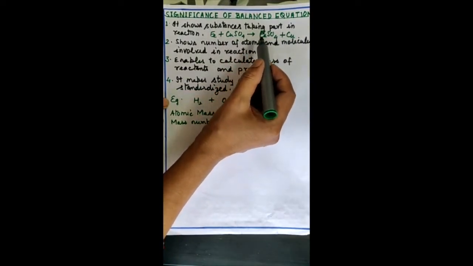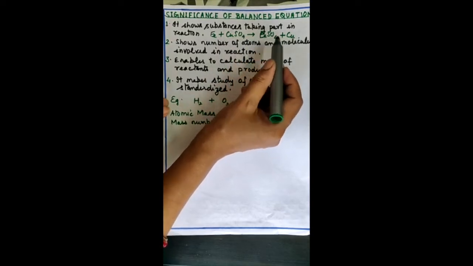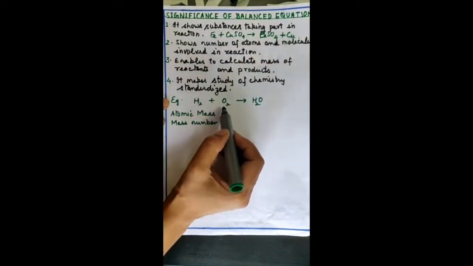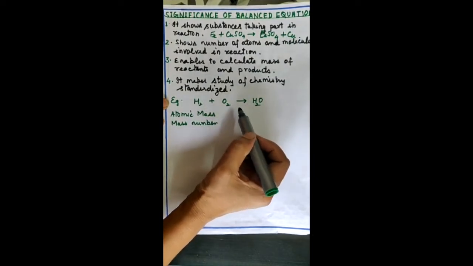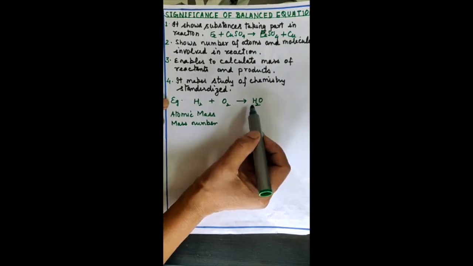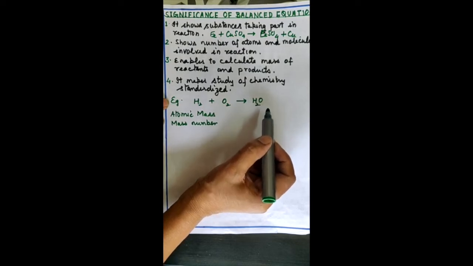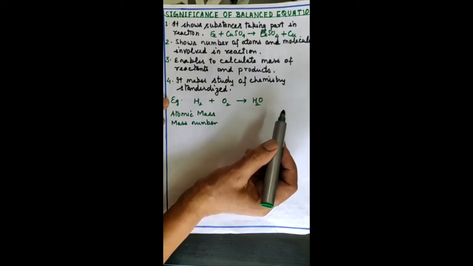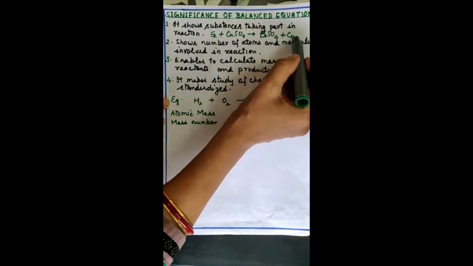I have already taught you that a skeletal equation has nothing to do with balanced or unbalanced; a skeletal equation can be balanced as well as unbalanced. Most skeletal equations are unbalanced, still skeletal and unbalanced are not the same. You should not think that skeletal equations are unbalanced; you can say skeletal equations are mostly unbalanced. Some of them are balanced as well, like Fe plus CuSO4 gives FeSO4 plus Cu.